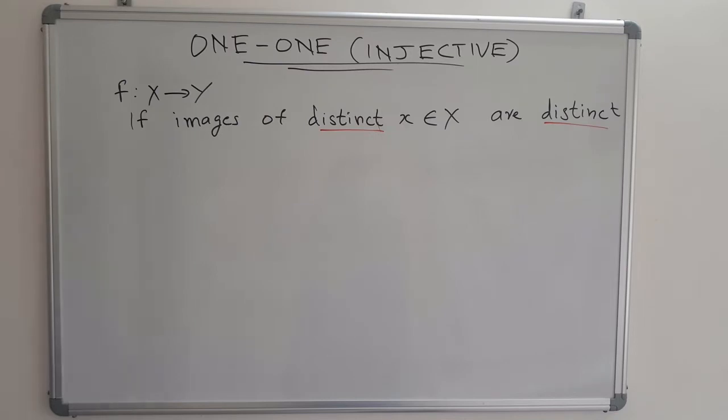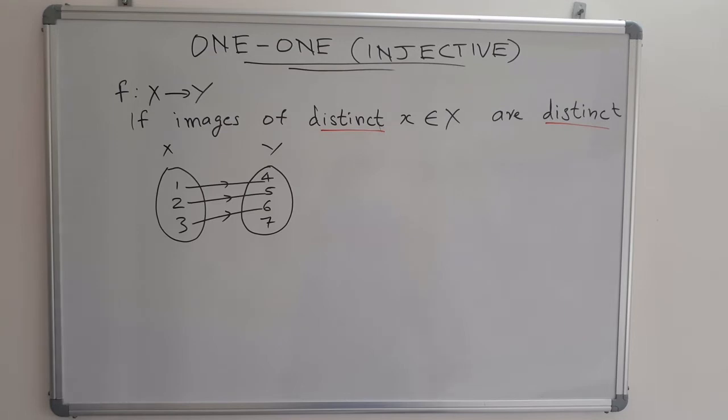Let us see what is a one-one function or an injective function. If f is a function from a set x to set y, it is called injective if images of distinct elements in x are distinct. We'll see some examples.